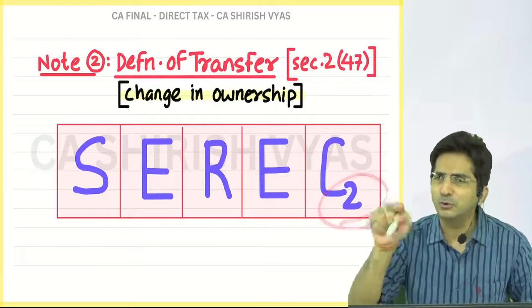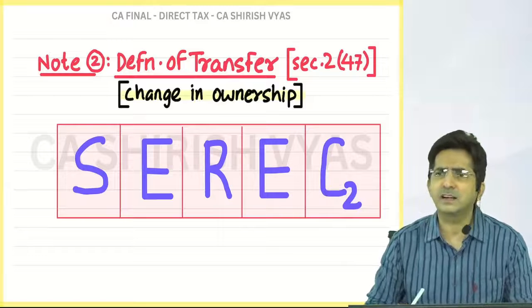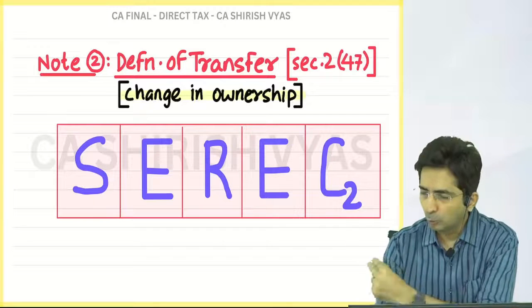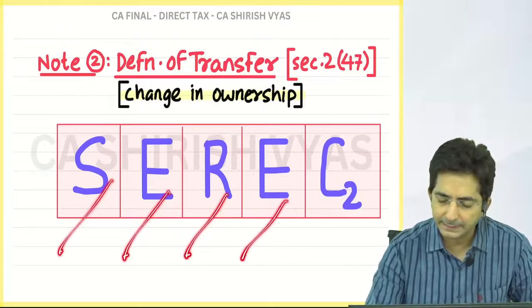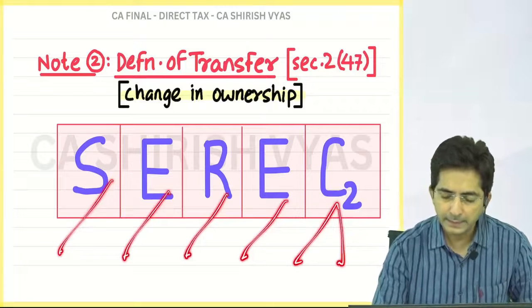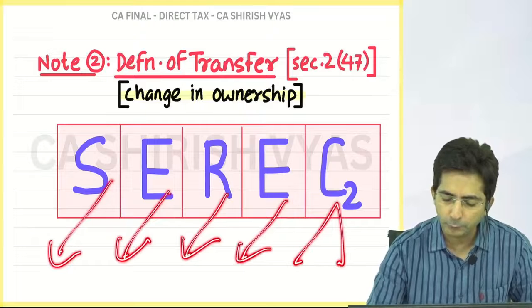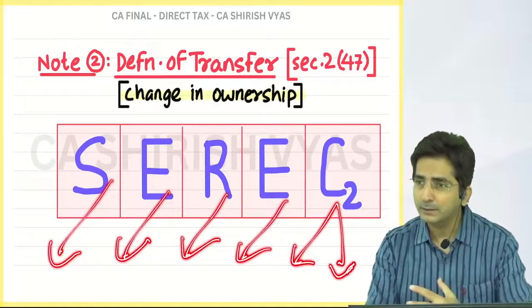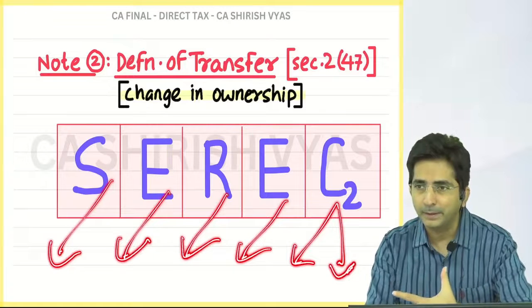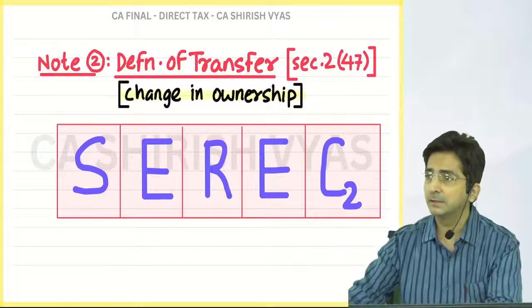2 means 2. In Hindi we say Sarak 2. Now look, there is a full form for this: S, E, R, E, C, C. There are actually six transactions. You know what is the way of definition of government? They have given a list.